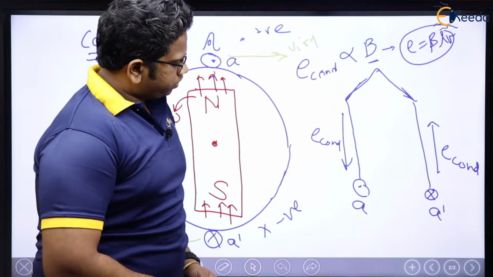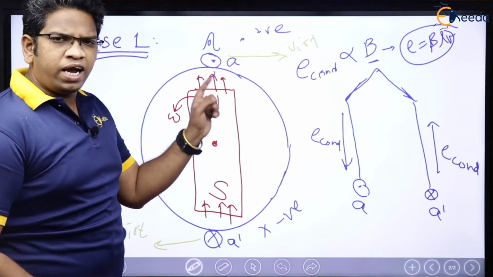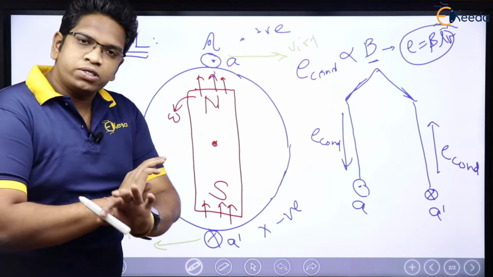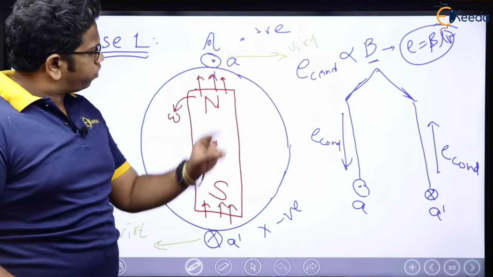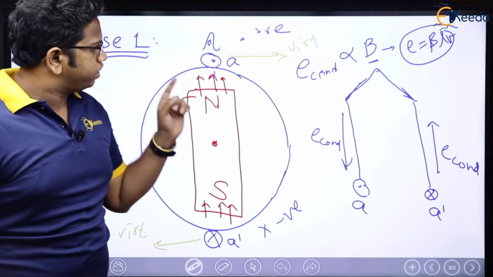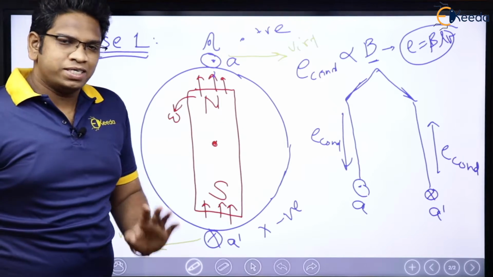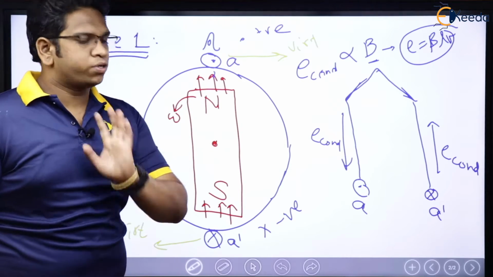Now, let me tell you one thing. When this is A and this is A dash, we have considered A as dot and we are considering that it is positive. You can consider it negative also. There is no problem. You will get the same answer. Now, it is just an assumption. Why? Because we just need to understand one thing. It is not about whether it is positive or it is negative. It is about that these polarities are going to be different. That is what we need to understand.